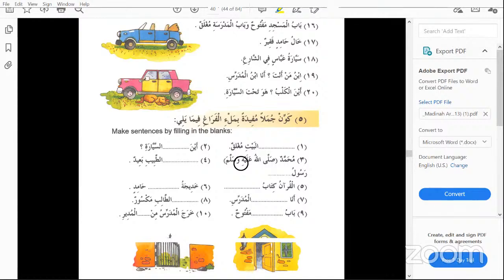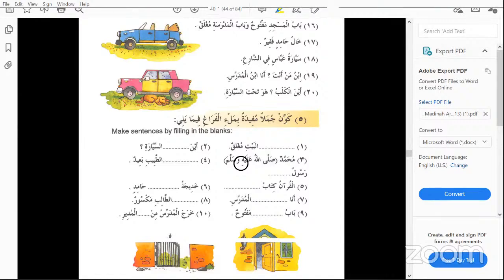Continue. Aina Miftahus Sayyarati. Where is the car key? Correct. Muhammadin sallallahu alayhi wasallama Rasulullahi. Muhammad, peace be upon him, is the messenger of Allah. Baitut Tabibi Ba'idun. Correct. The doctor's house is far. Al-Qur'anu Kitabullahi. The Quran is the book of Allah. Khadijatu bintu Hamidin. Khadija is Hamid's daughter. Excellent, Jazakallah. Sister Parveen Raza, you can come on the mic.